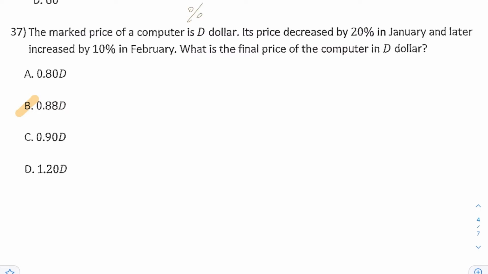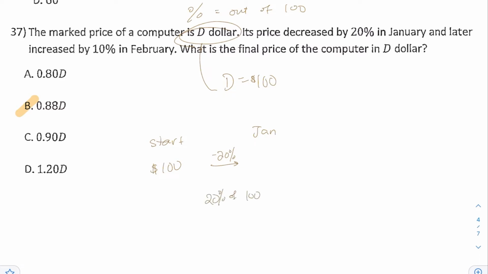So for percent, they're out of 100. So it's helpful to start by pretending that D is equal to $100. If the computer is $100, it just makes your calculations a lot easier. If you start at $100, then you decrease 20% in January. Well, 20% of 100 is really easy to find, because 20% of 100 is just $20.